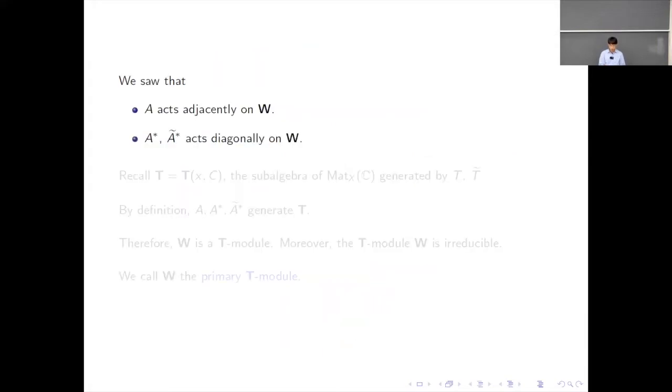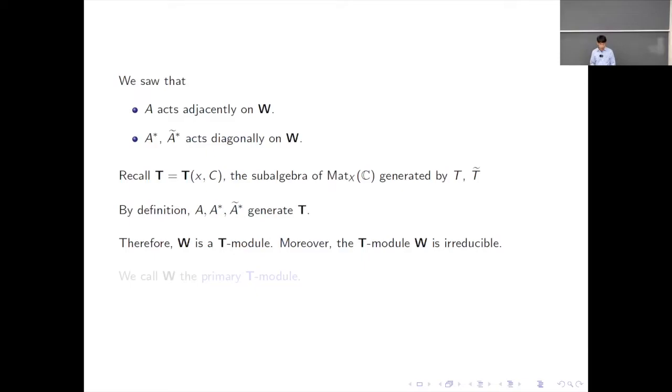Right. So we just saw that A acts on W with a 4-term recurrence, and A star and A star tilde act diagonally on W. We recall the bold T, generated by the Terwilliger algebra T and T tilde. Definition: A star tilde generate the bold T. So W is actually a bold T module. Further, the bold T module W is irreducible, and we call this the primary bold T module.